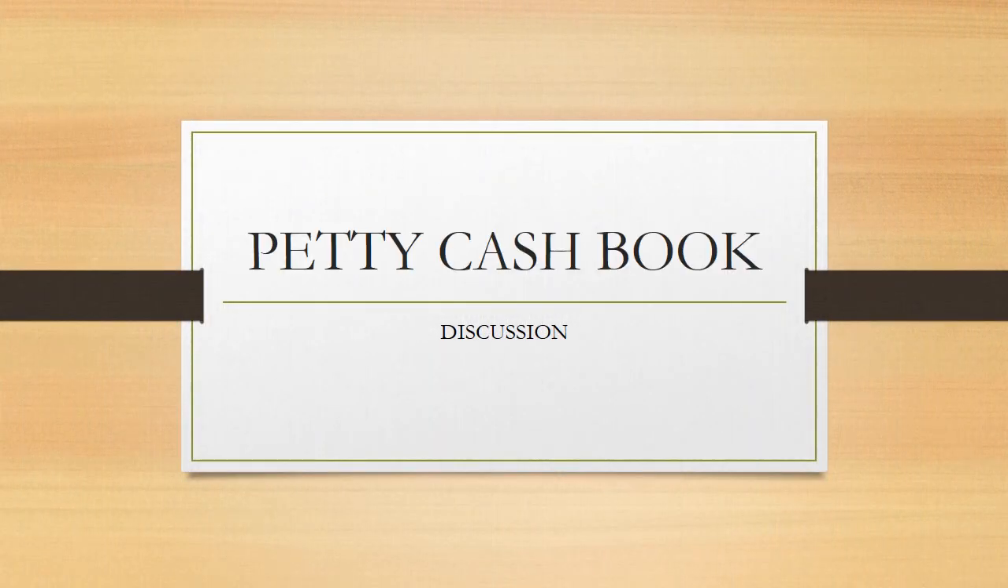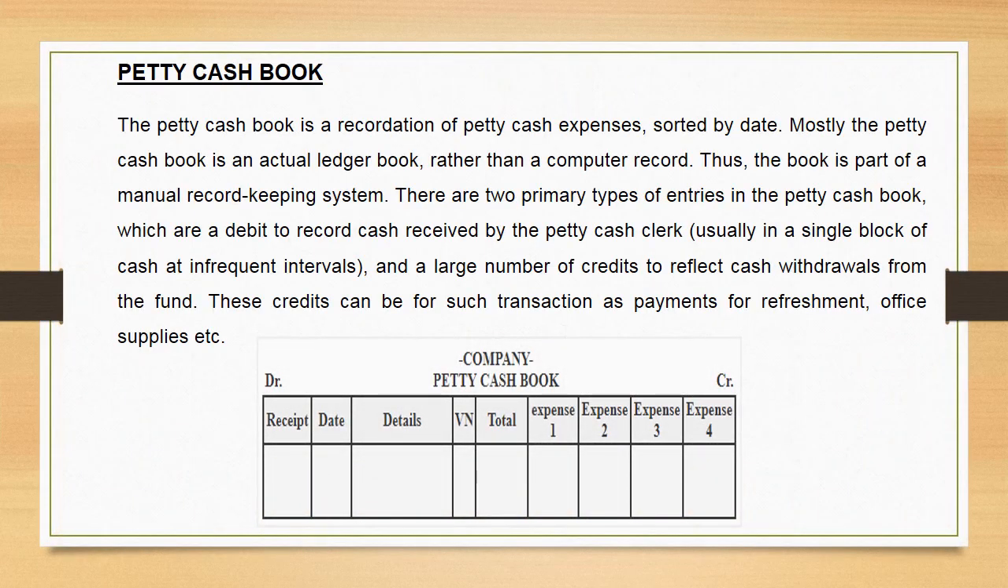Today's chapter is Petty Cash Book. Here we define the Petty Cash Book. The Petty Cash Book is a recordation of petty cash expenses sorted by dates.